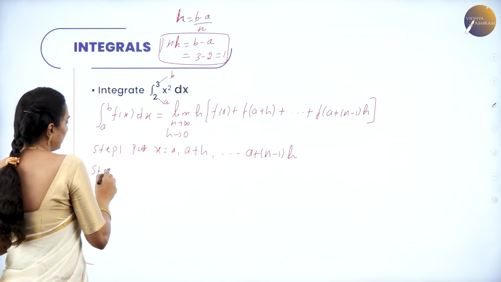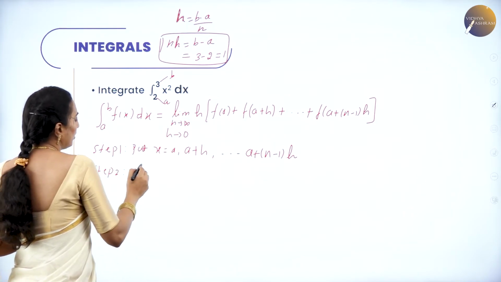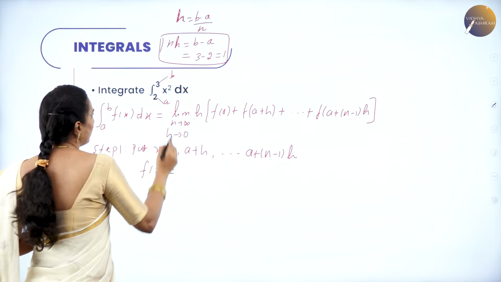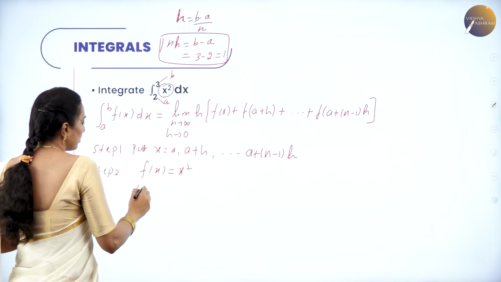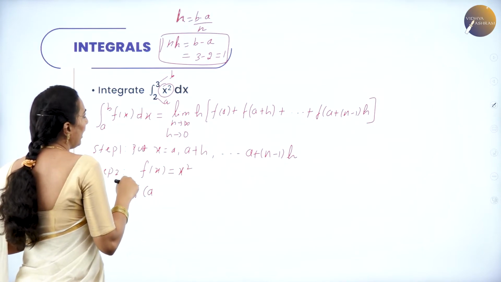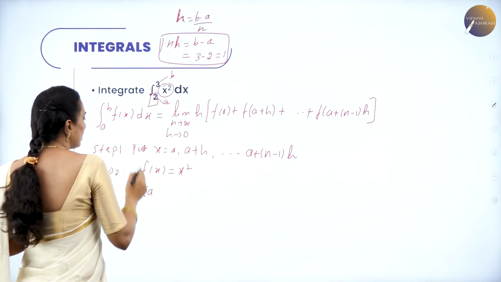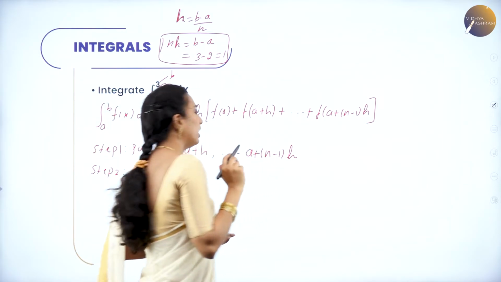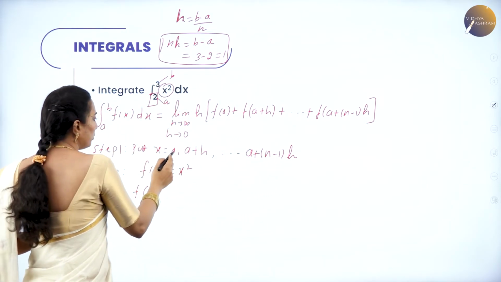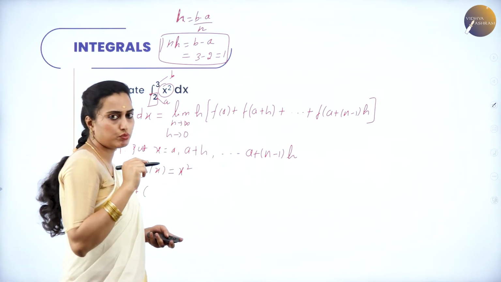Step 2 is nothing but finding out f of x. F of x is there, they have given x squared. So x squared, and substituting the value. So f of a, what is a? A value is nothing but 2. So let me substitute directly. F of a is nothing but 2 only, right? So therefore you can substitute here 2 plus h, 2 plus n minus 1 into h.